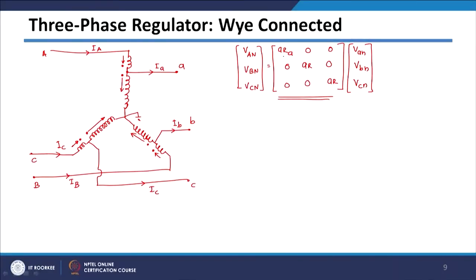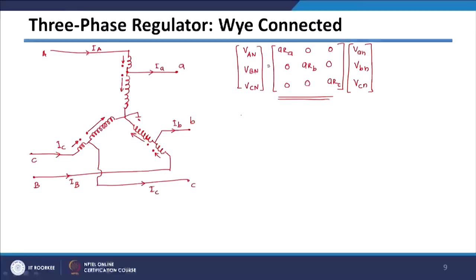So, this ARA will depend on the tap position of regulator A, this ARB will depend on the tap of regulator B, and ARC on the tap of regulator C. So, specifically you have to mention it if your regulator is not gang operated.